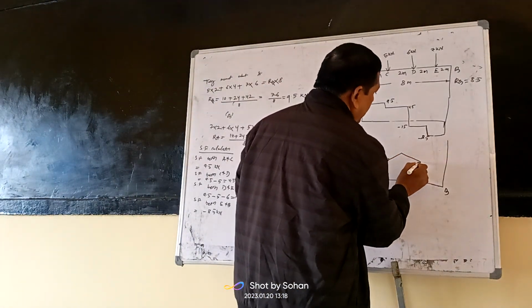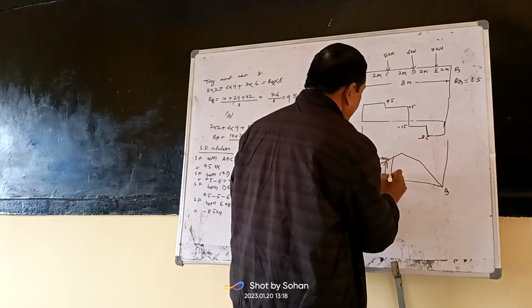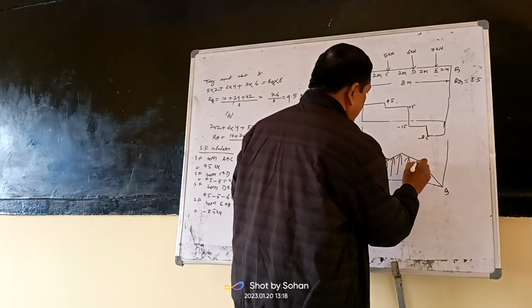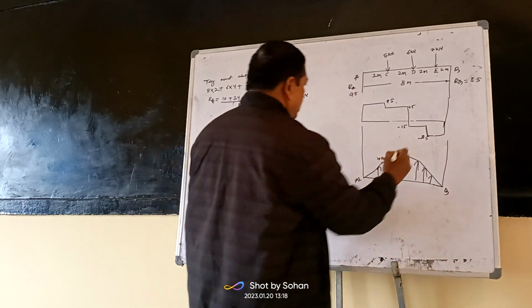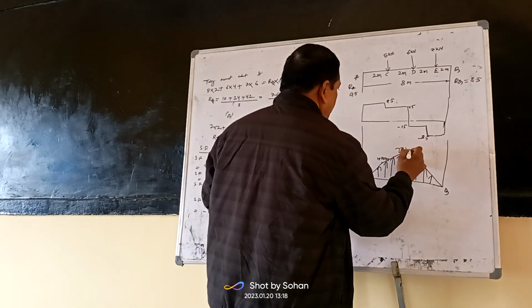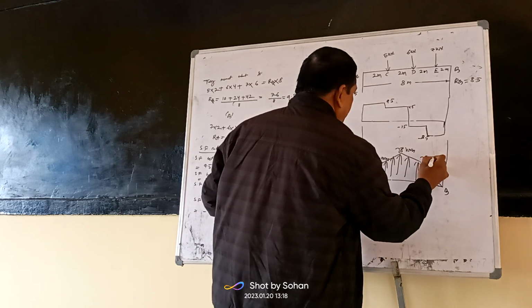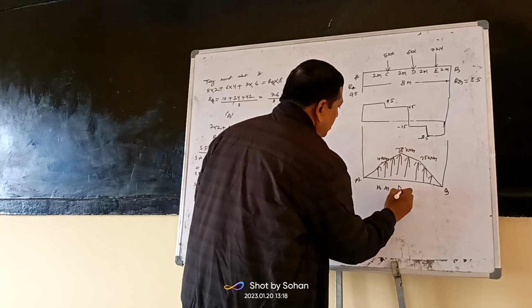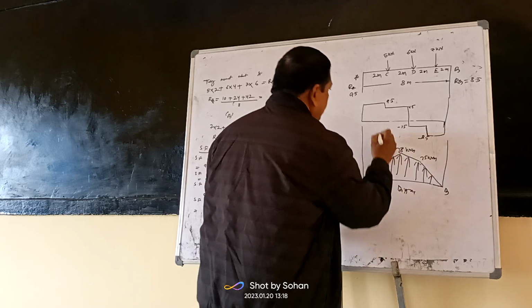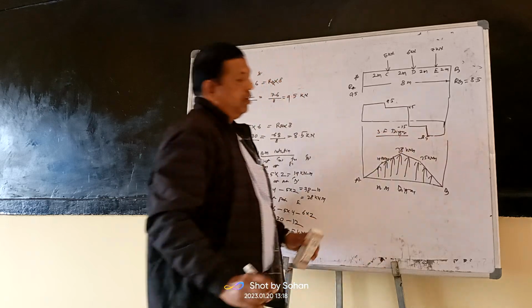Again it decreases, and that is 0 at point B. So 19 kilonewton meter, then 28 kilonewton meter, then 25 kilonewton meter, then 0. This is the BM diagram. This is the diagram.